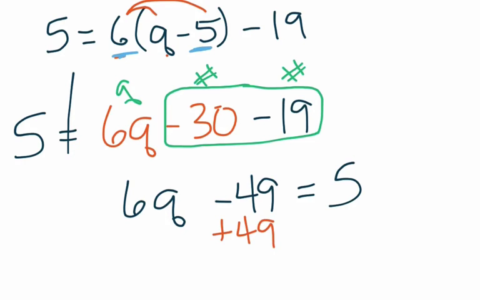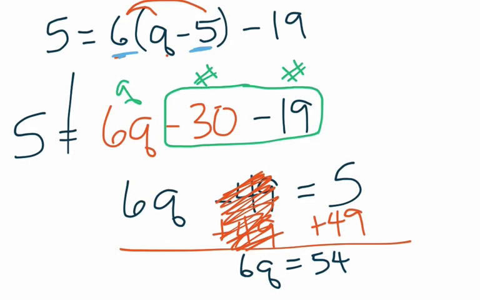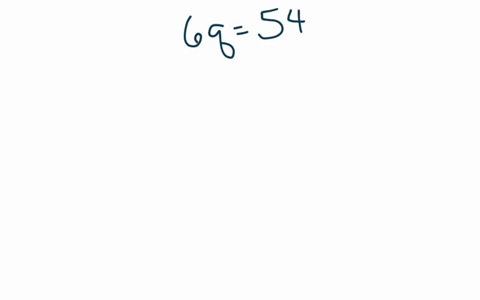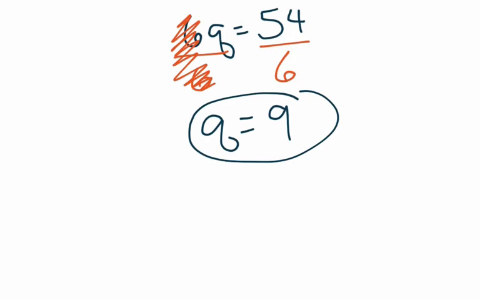So we'll do plus 49, plus 49. And these 49s go away. And we got 6q equals 54. Then I have to divide by 6. And these 6s go away. And I get that q equals 54 divided by 6, which is 9. So q equals 9.